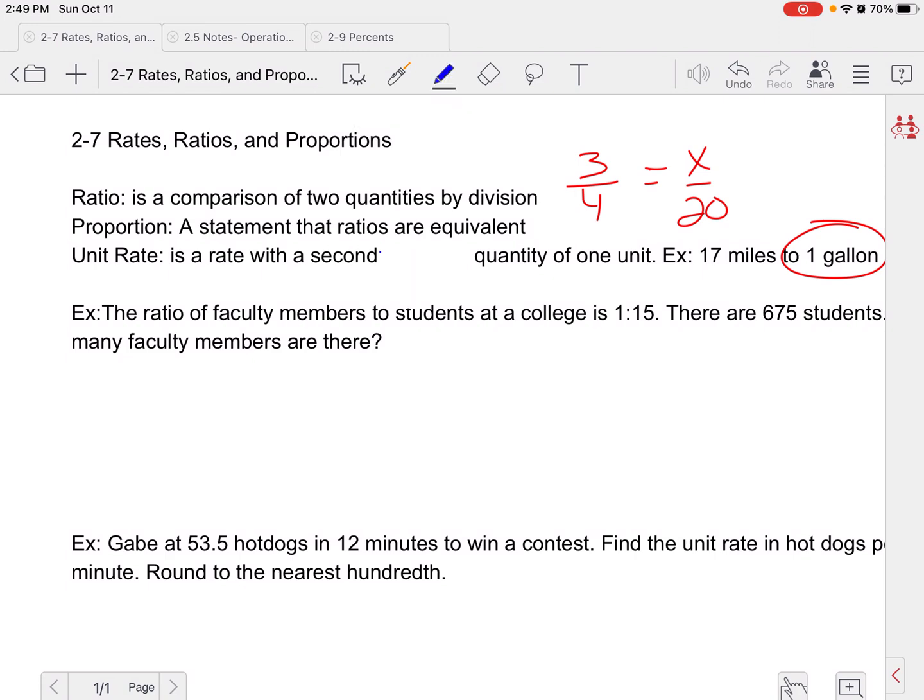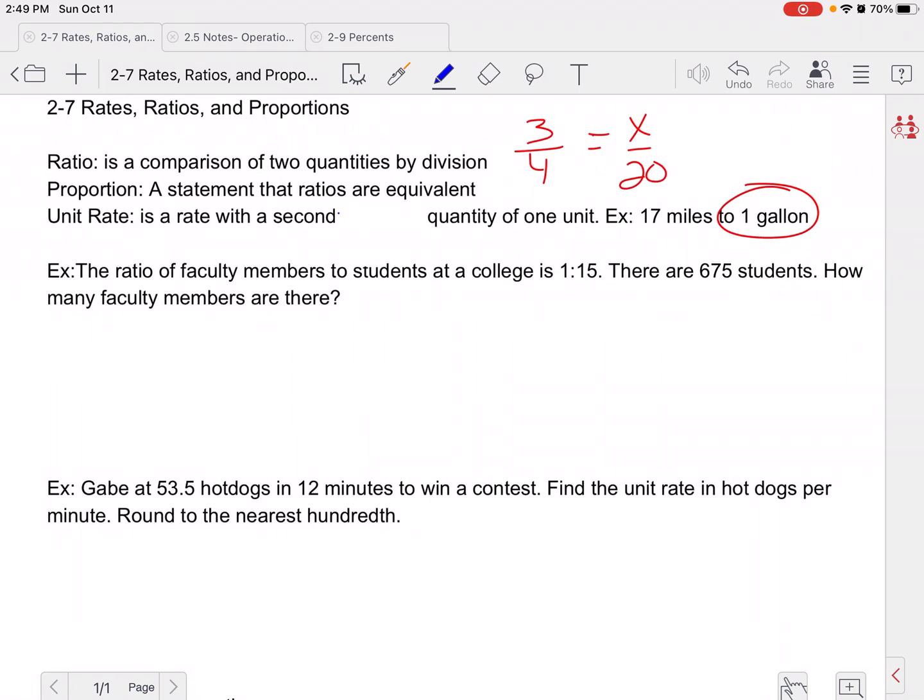So let's use these to convert to some things. It says the ratio of faculty members to students at a college is 1:15. There are 675 students. How many faculty members are there? So we're going to set up a proportion to solve for this. What's nice is sometimes we're able to figure it out and be like, oh, do I multiply, do I divide? You're able to get this immediately. But if you're not, set up a proportion.